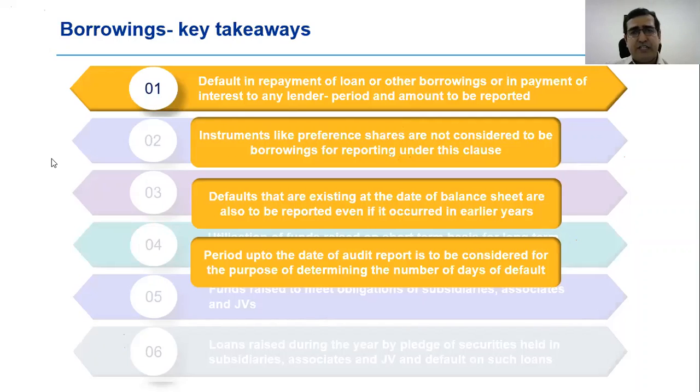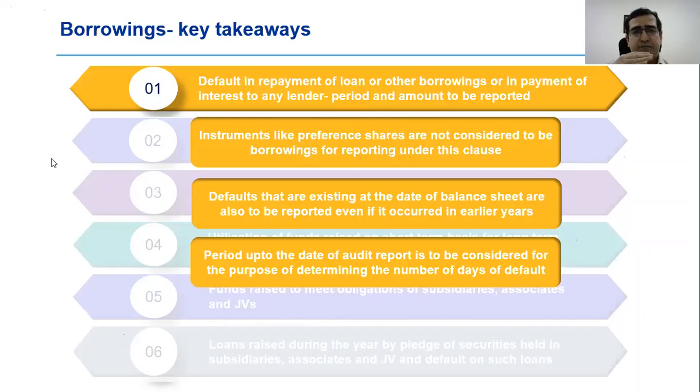Two interesting pieces in terms of the scoping. The first one, as you can see on the slide, is instruments like preference shares are not considered to be borrowings for the purposes of this clause. You will recall that under Ind AS, the classification between liability and equity is driven by the substance of the arrangement rather than the legal form of the paper.